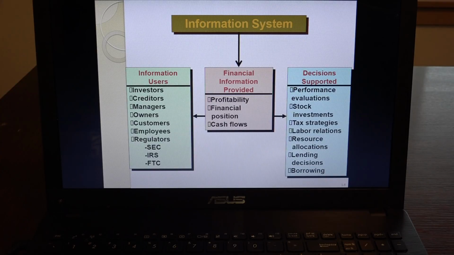Anyway, what comes out of the accounting information system on the financial accounting side is three financial statements. They're called general purpose statements. And those general purpose statements present the company's profitability for a certain period of time.